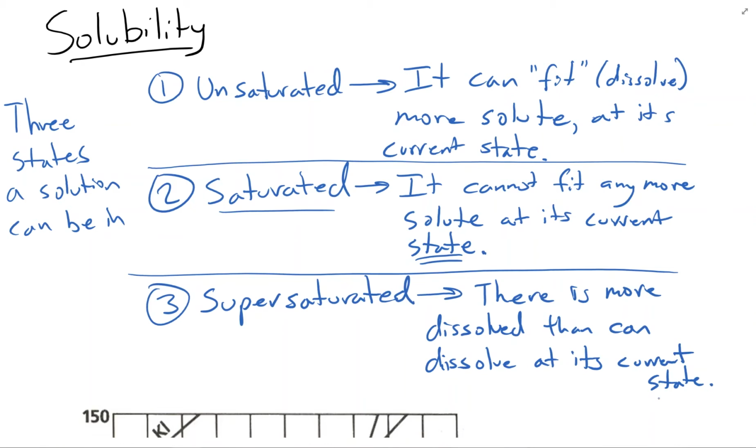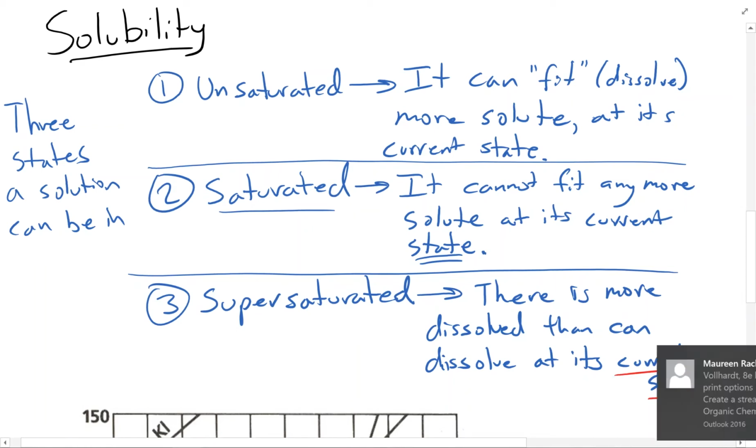Well, what this actually means is if you poured in sugar or poured in some solute at its current state, at a certain point, no more would dissolve. However, if you increased the heat, if you heated it up, you could dissolve more. But then you could cool it back down, and the sugar wouldn't necessarily precipitate right away. So that means that we dissolved it at a different state, but then we changed its state, and now there's still more dissolved than could dissolve at its current state.